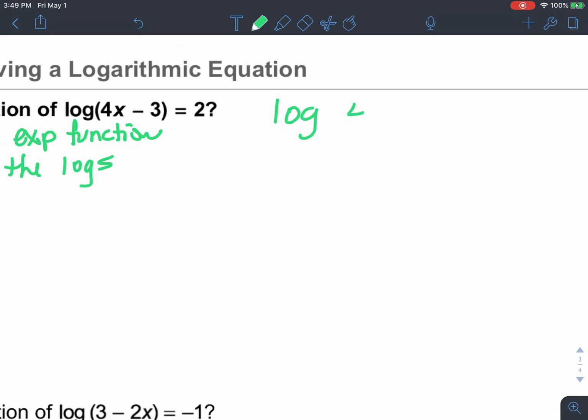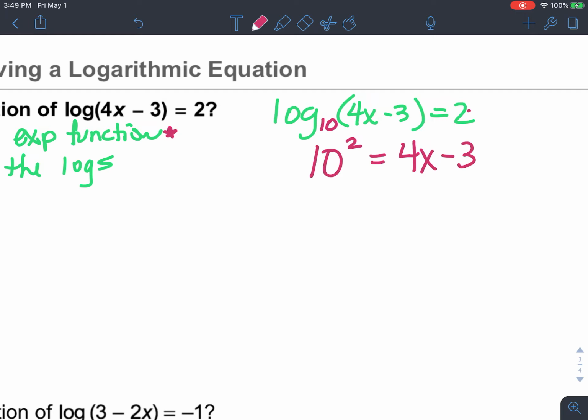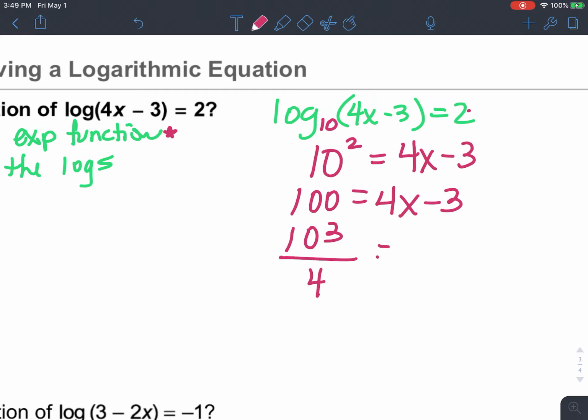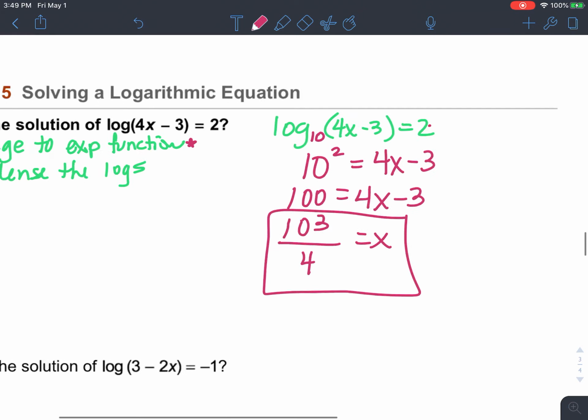So we have log 4x minus 3 equals 2. So my x is stuck inside a log function, so in order to get him out, I change it to an exponential. So the base of the log is 10 if there's nothing there. So first I'm going to change it to an exponential and just get rid of the log. So that'll be 10 to the 2 equals 4x minus 3. Now this is not a big deal at all. 100, add the 3, divide by 4, we're good. Okay?